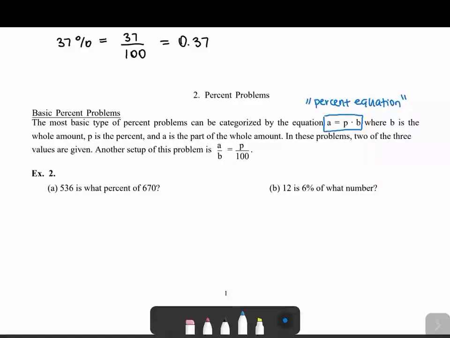And that makes sense with how we've continuously thought about fractions in this way. So another setup of this problem is this equivalence of fractions. So we have our part over our whole, our A over our B, and then our percent over 100, where this makes sense with how we think about percents as a fraction over 100. And we can also set it up as this equation to find equivalent fractions.